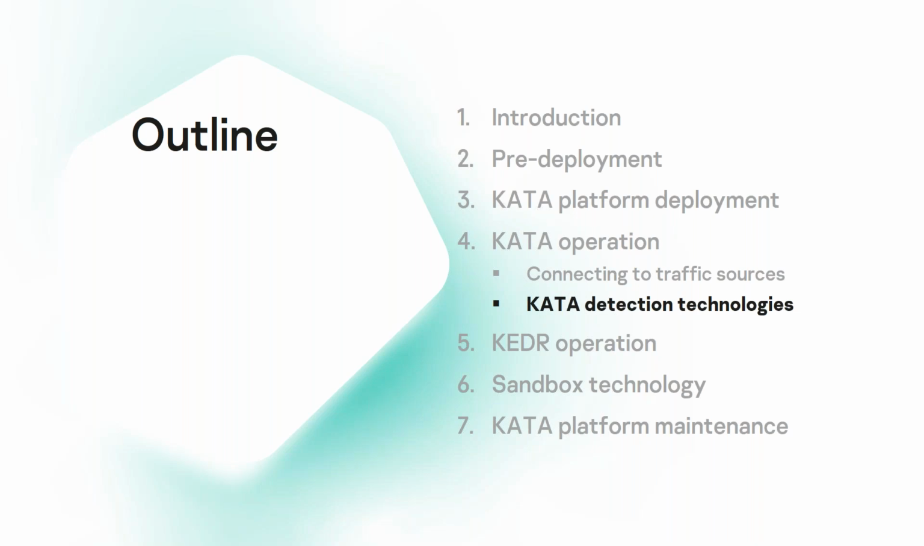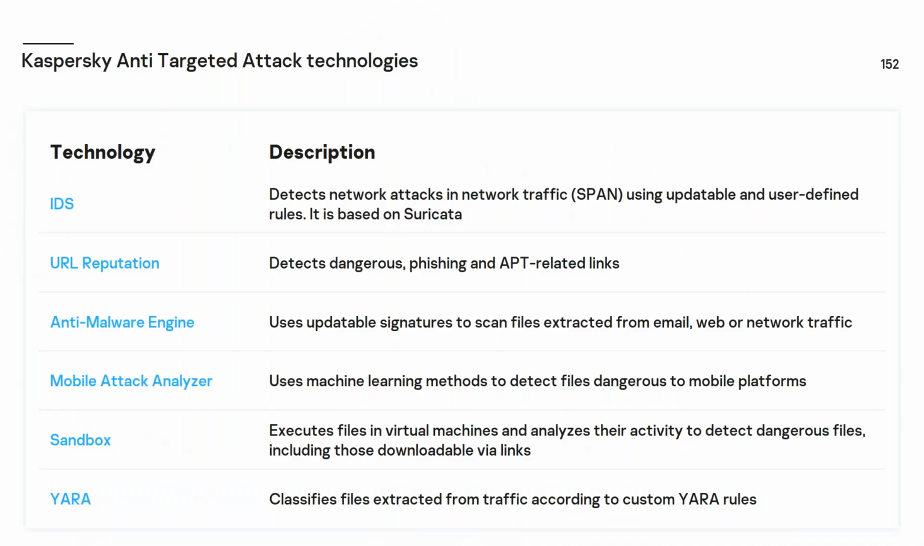So from a KATA side, there are a couple of things that we need to look at. Some of the core technologies as part of its detection technology are things like IDS. Now, IDS, or intrusion detection, is going to allow us to detect a variety of different network attacks. And this is going to be detected using the SPAN data, as well as the user-updatable rules, and this is based on KATA.